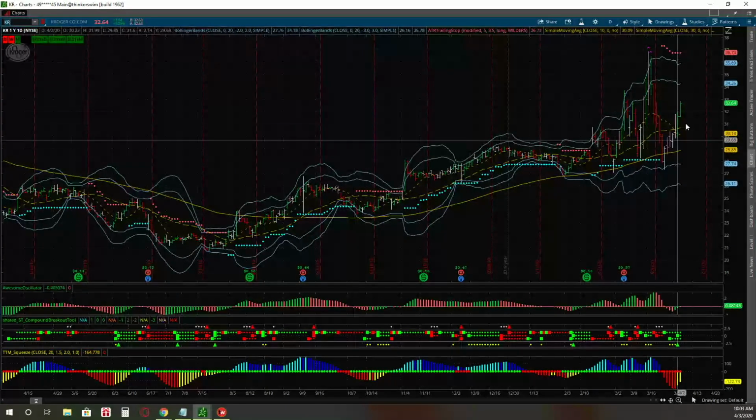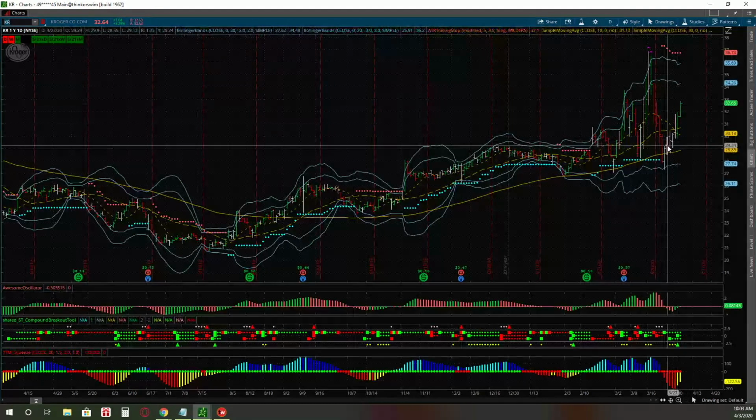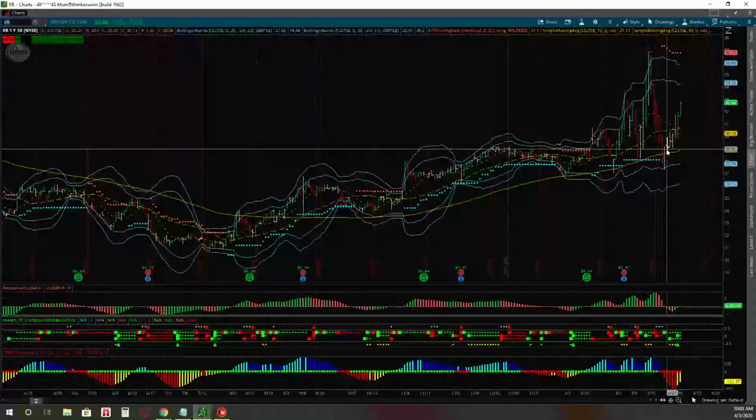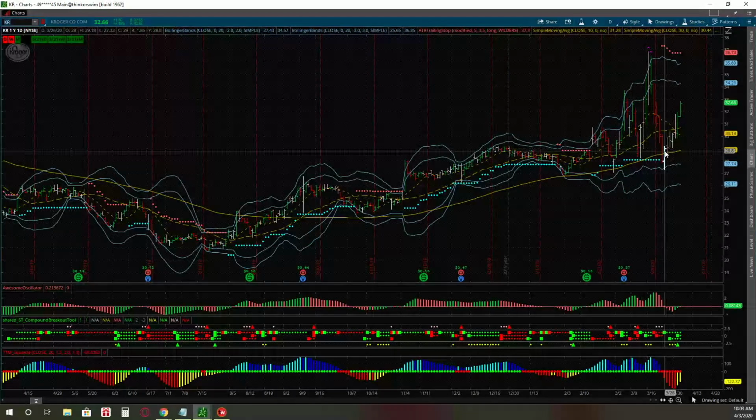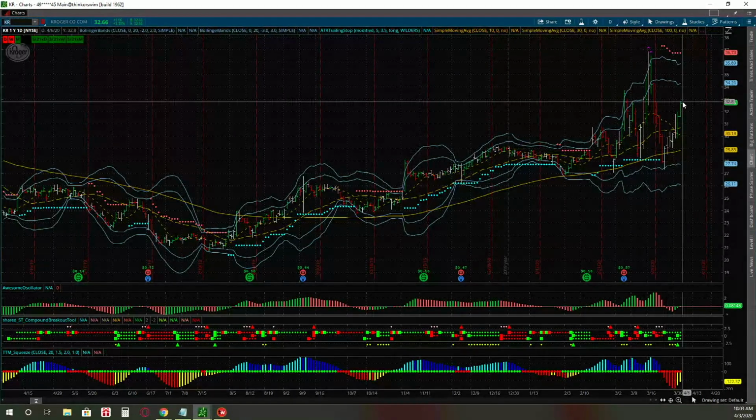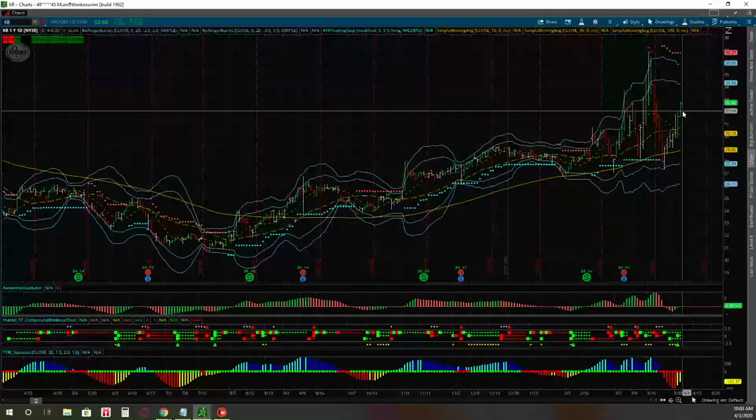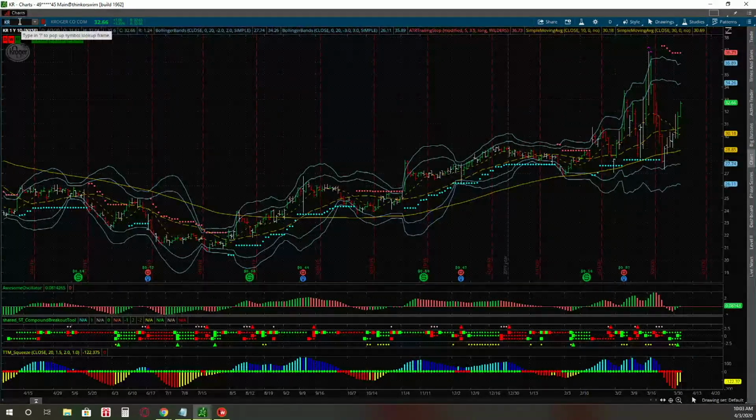If it's green, like it is now, that means we're not printing a squeeze. If it's red, that means we're printing a squeeze. So this can very quickly let me know if there are squeezes happening. Like on Kroger, for example, there's a daily and weekly squeeze. So this is one I'm actually keeping an eye on.